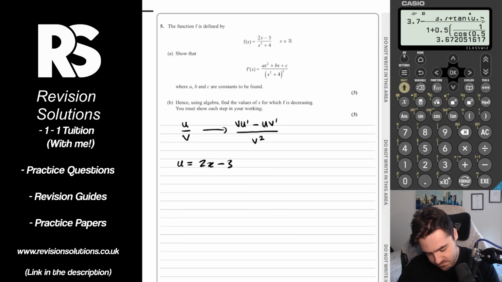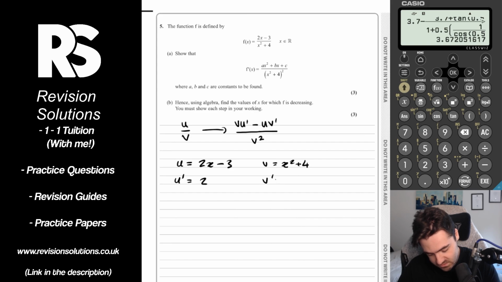And v dash, sorry, not v dash, just v, is x squared plus 4. So then differentiating those to get the rest of our pieces for our formula, we'd have u is just 2, and u dash is 2, and v dash is 2x.